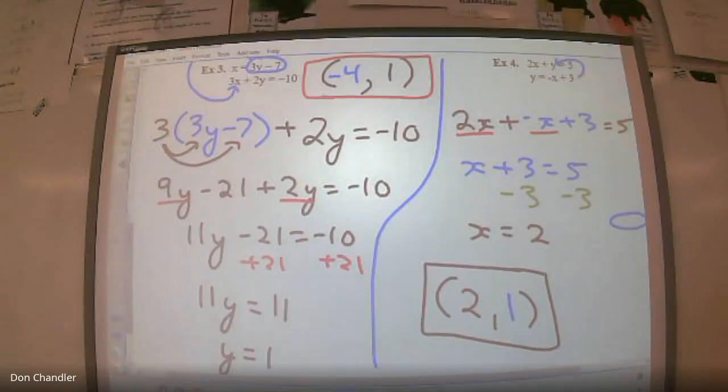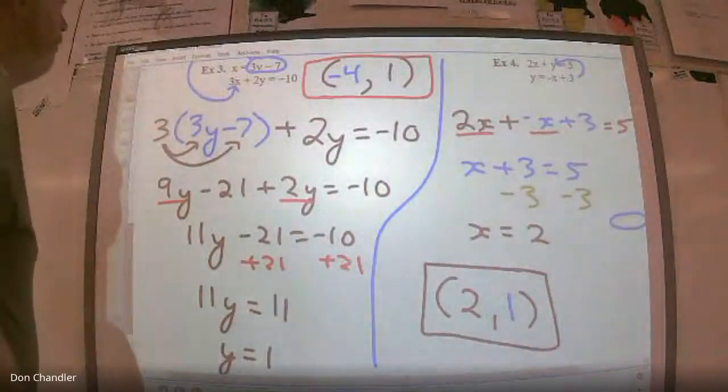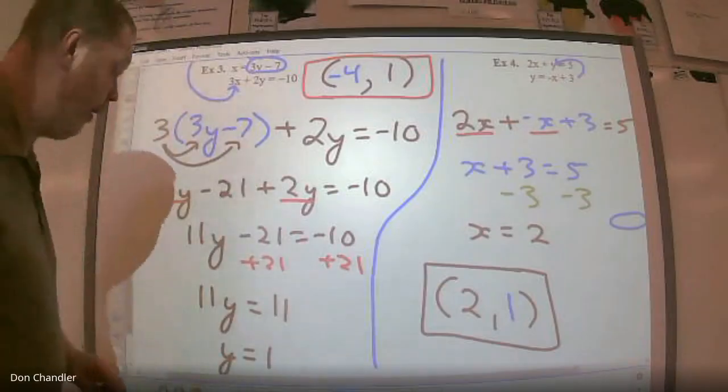Okay, my apologies. Here's the problem with you guys typing. Because this is so small, I have to come closer. So Jacob, I'm not totally following what you're talking about. So for example 3, you got y equals 1. Yes. And then you plugged 1 in for x equals 3y minus 7. Yes. Wouldn't you plug 1 in for 3x plus 2 times 1 equals negative 10? Go for it.